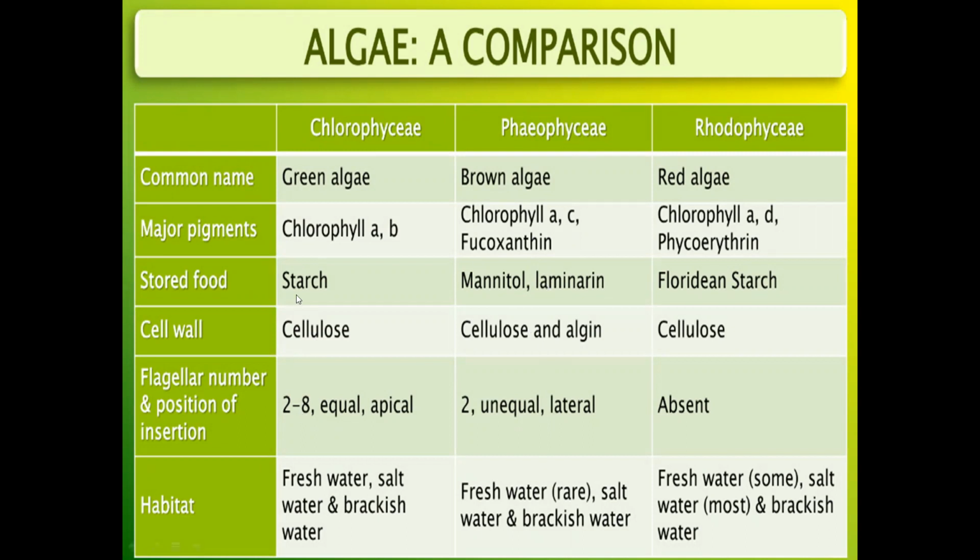Okay, let's compare. First, common name: Chlorophyceae is called green algae. Phaeophyceae is known as brown algae. Rhodophyceae is called red algae. Major pigments: Chlorophyceae have chlorophyll a and chlorophyll b. Phaeophyceae have chlorophyll a, chlorophyll c, and fucoxanthin. Fucoxanthin gives which color? Brown color. So there is more fucoxanthin, and then it will look brown.